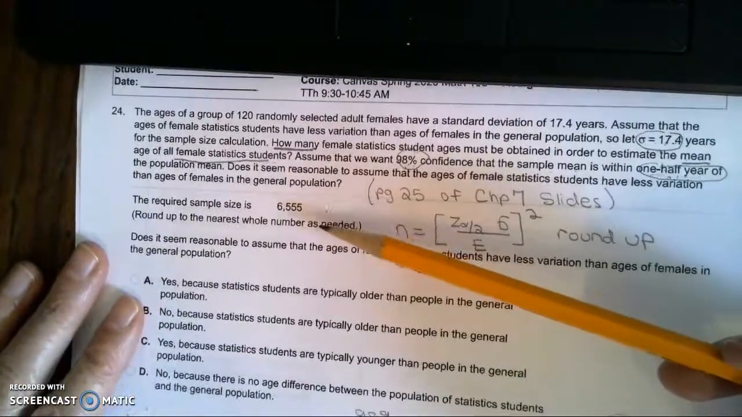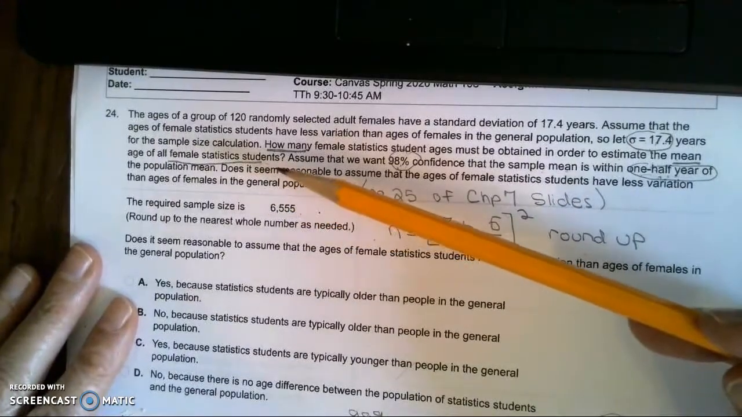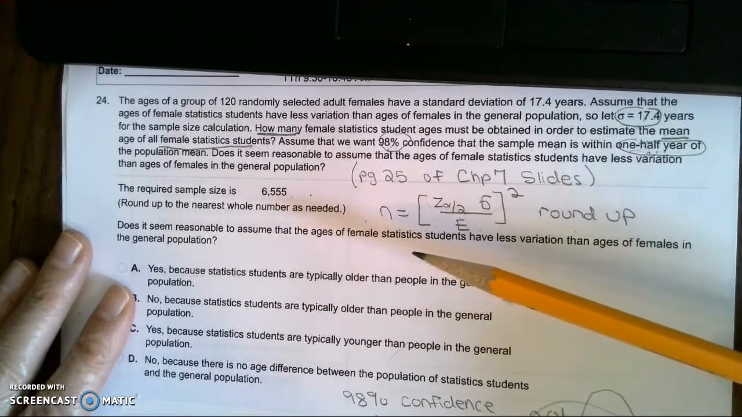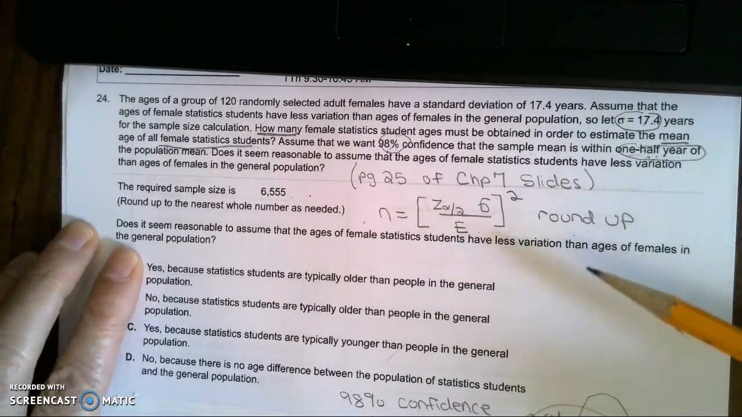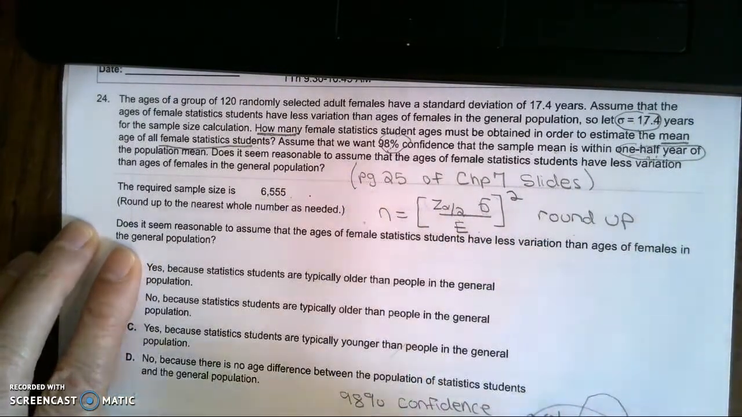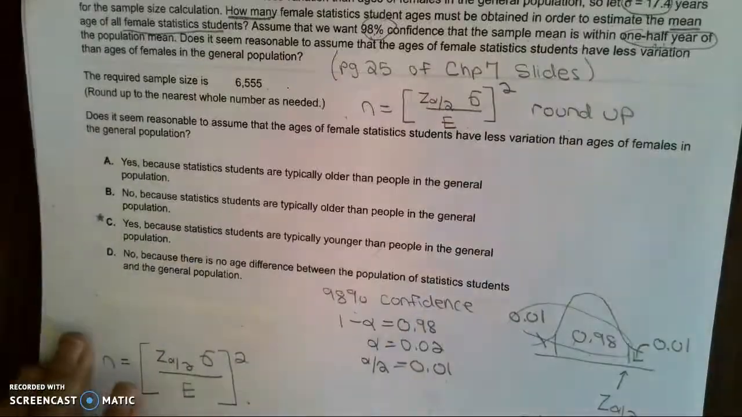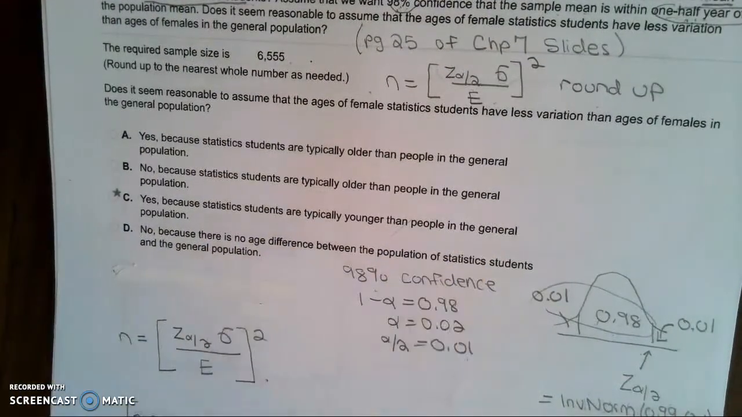Now this is for estimating the population mean for female statistics students. Okay, does it seem reasonable to assume the ages of female statistics students have less variation than the ages of females in the general population? Yes, because typically statistics students in college are between the 18 to 21 age group. So I would say yes. Of course, you always have wonderful non-traditional students as well, but typically the traditional age is between 18 and 21.